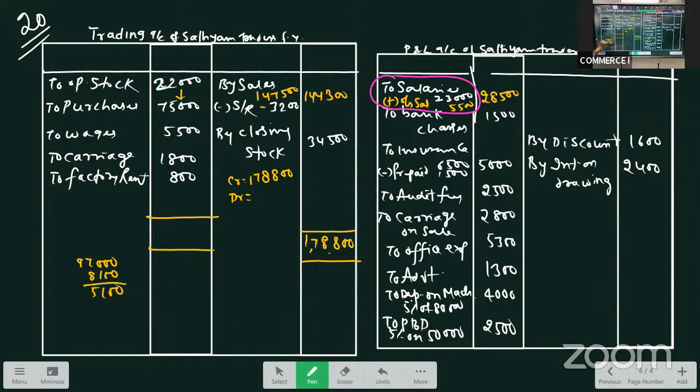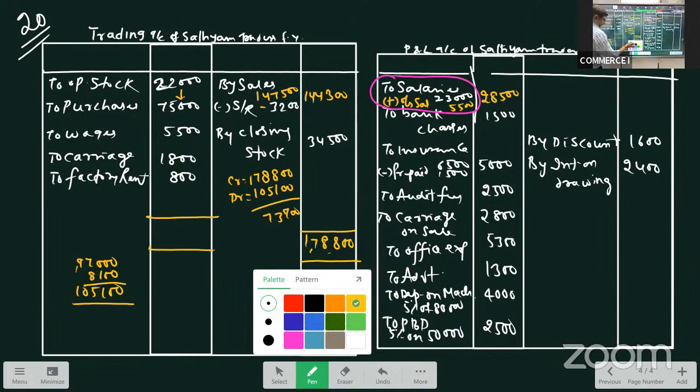7 plus 8, 5, 1, 1,05,100. The total is 1,05,100. So 73,700 is the gross profit. 73,700 is the gross profit I am getting.